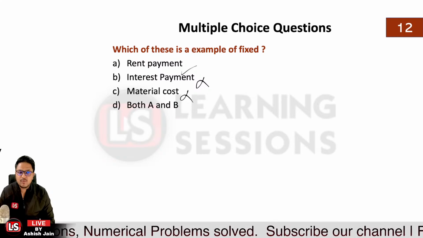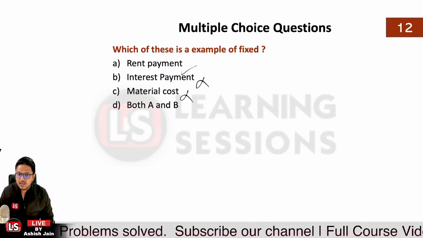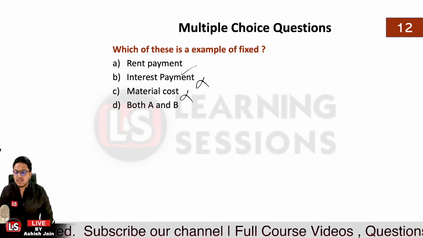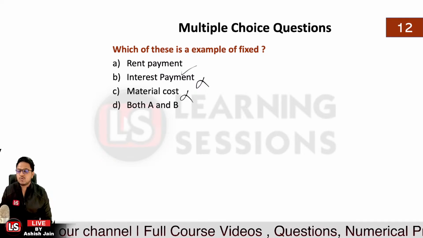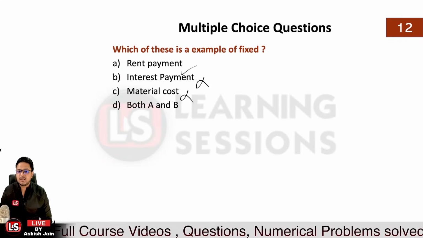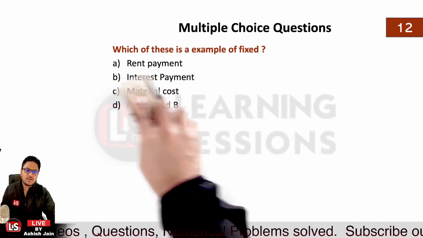Option A over here would be the right answer, because you are paying the rent payment. Interest payment is not fixed, because even if you are paying EMIs, the interest payment would be different per month. So option A over here would be the right answer for question number 12.